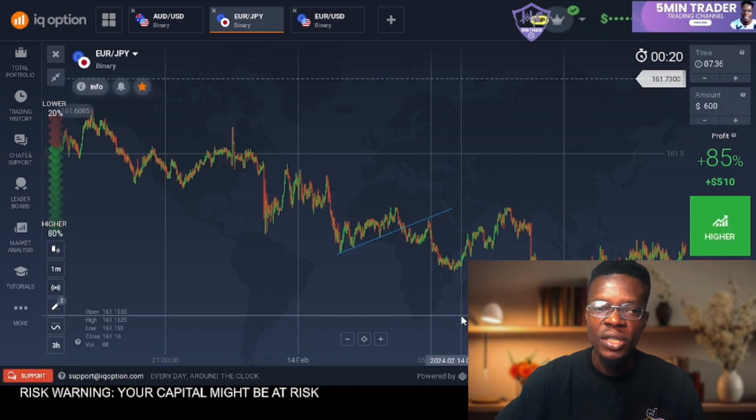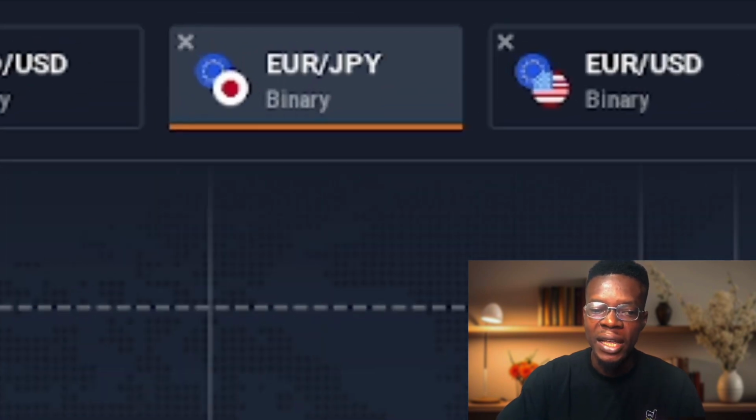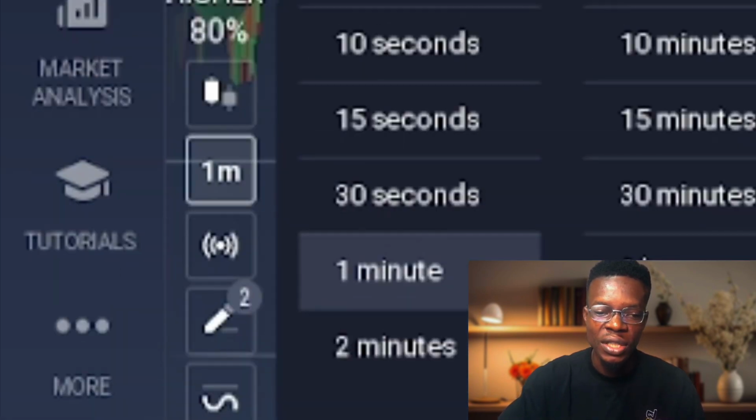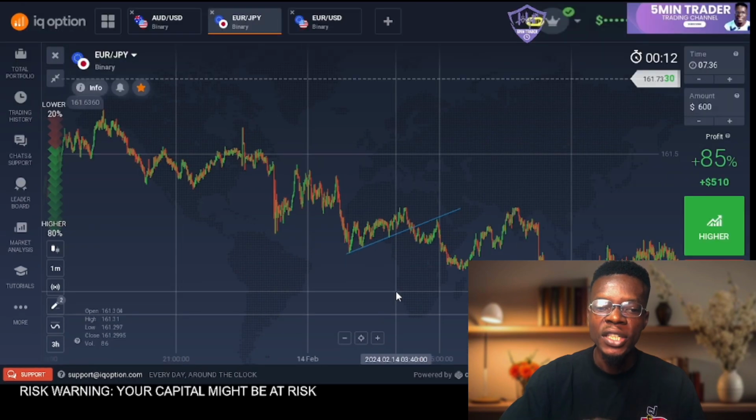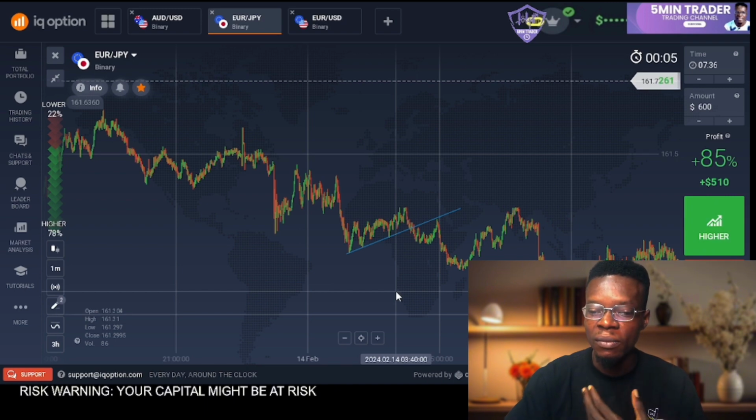So I'll be using the Euro JPY currency pair, as you can see, and I'm currently analyzing the 1 minute time frame, as you can also see here. So let's use an example of a downtrend. How does it look? How do I identify a downtrend market?